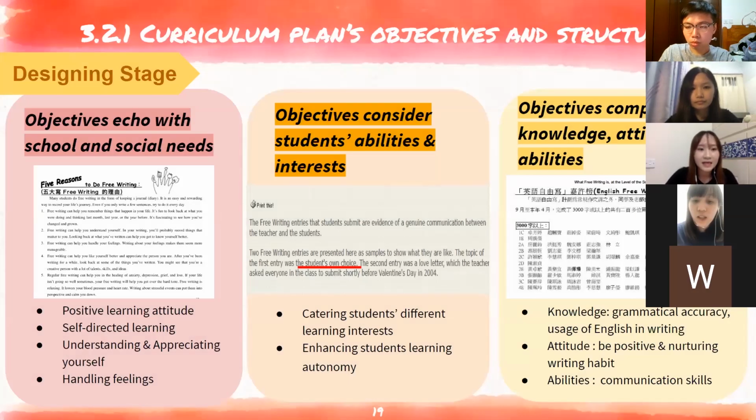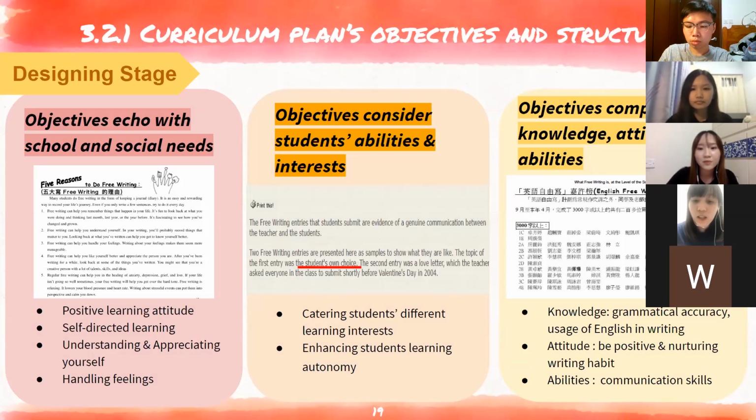Next, in the designing stage, we will look at the curriculum plan's objective and structure of this school. First, in terms of objectives equal with school and social needs, we have discovered from the school case report that the school aims at nurturing students' forming perspectives, which are positive learning attitude, self-directed learning, understanding and appreciating yourself, and the last one, handling feelings. That is not only what the school wants students to improve, but also what the social environment wants.